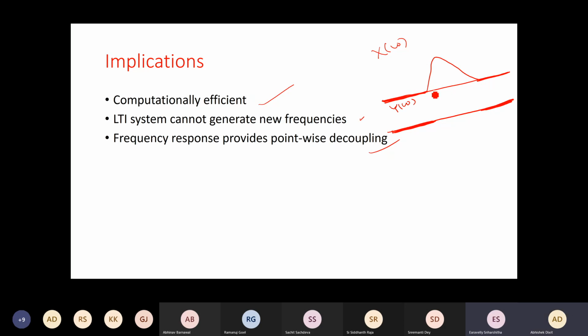That means if a certain frequency is not present in the input, that frequency will also not be present in the output. So the meaning is that a linear time invariant system cannot generate any new frequencies.